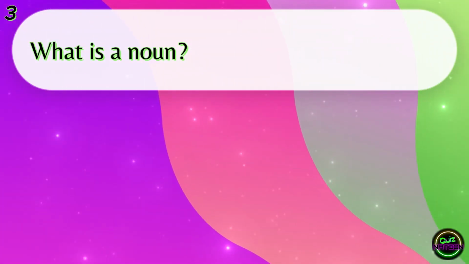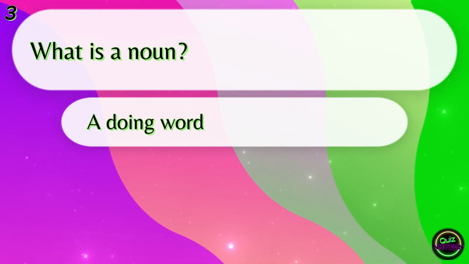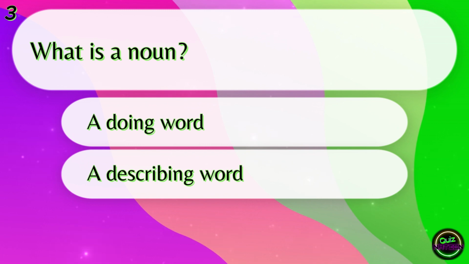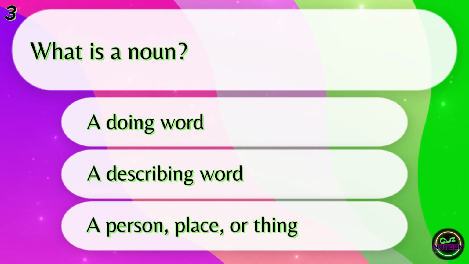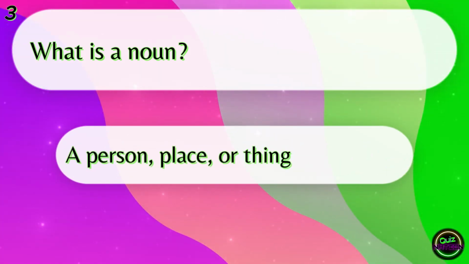What is a noun? A doing word. A describing word. A person, place, or thing. A person, place, or thing.